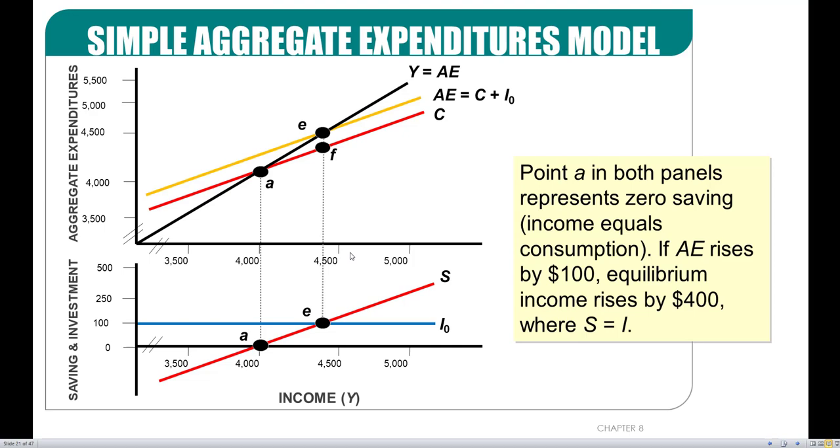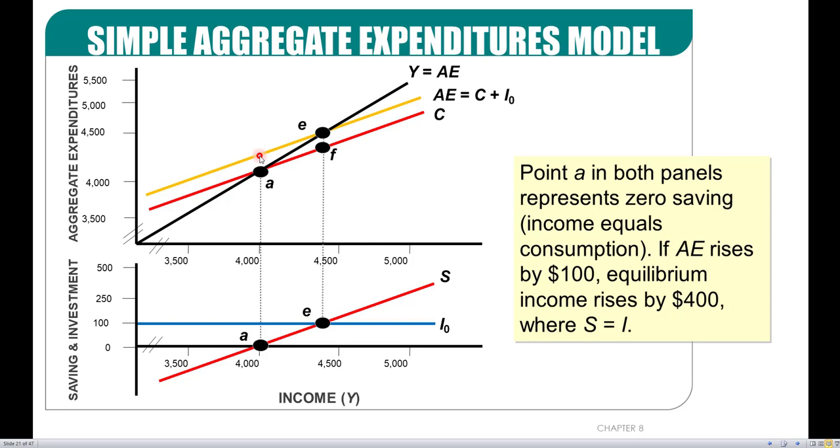Where are we going to end up? Before we were operating at point A. When we add in $100 of investment, we're going to be exactly $100 above point A. So when this change happens, we shift up the consumption line by exactly the amount of investment, because remember, it's autonomous of income. So we go from point A to a point above A by the amount of investment.